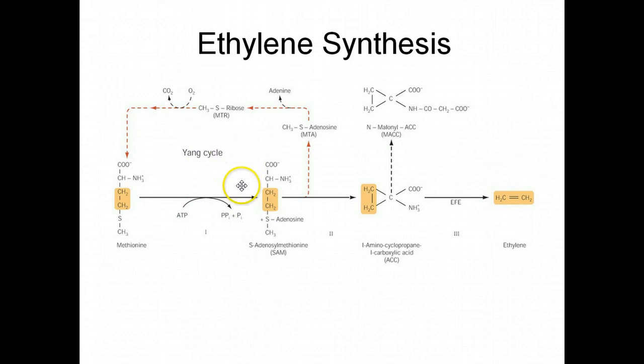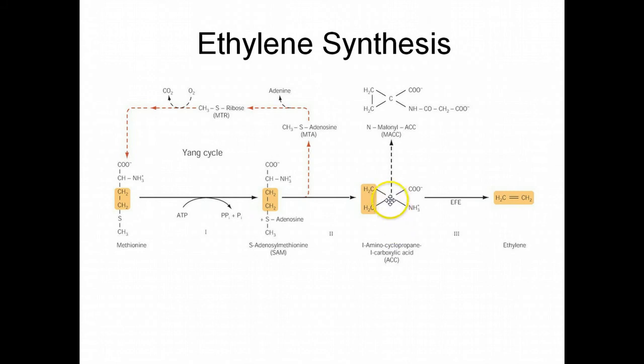So you need to know the Yang cycle is basically to cycle sulfur back, and that the next step is the production of ACC, and then the next step is the conversion to ethylene. So you're talking about an incredibly short, very rapidly acting pathway. Okay?